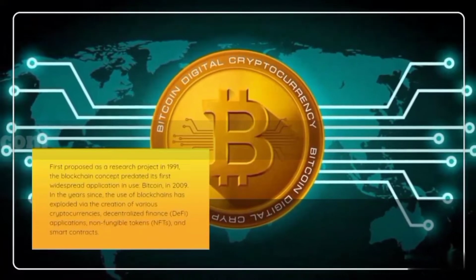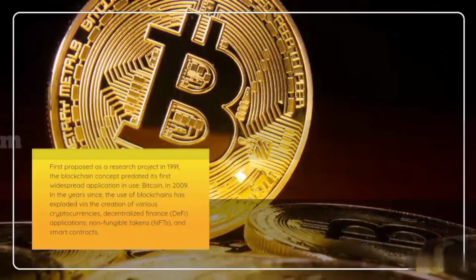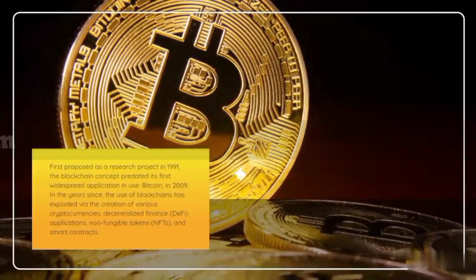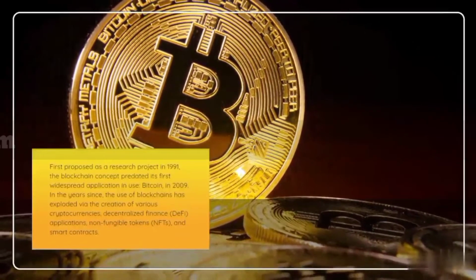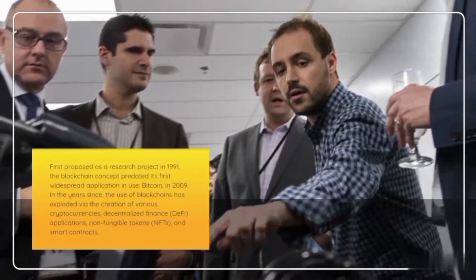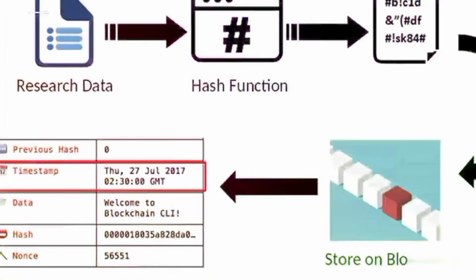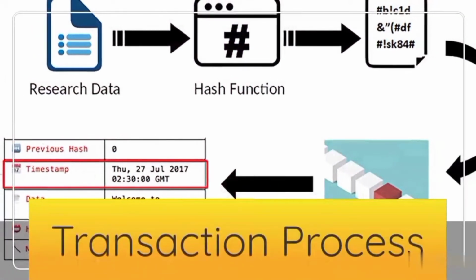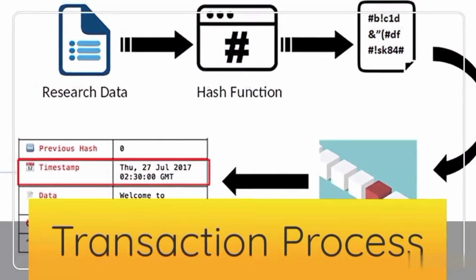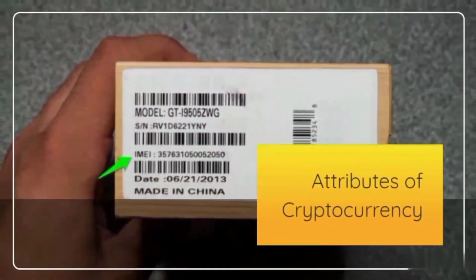First proposed as a research project in 1991, the blockchain concept predated its first widespread application in use, Bitcoin, in 2009. In the years since, the use of blockchains has exploded via the creation of various cryptocurrencies, decentralized finance (DeFi) applications, non-fungible tokens (NFTs), and smart contracts. Transaction process attributes of cryptocurrency.